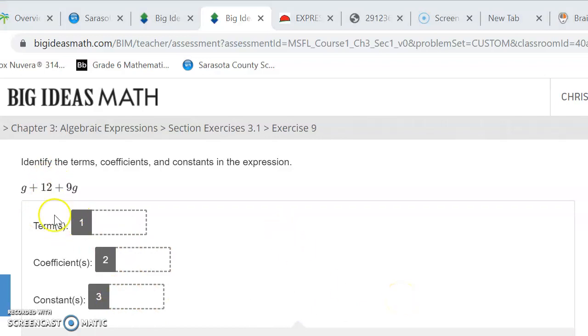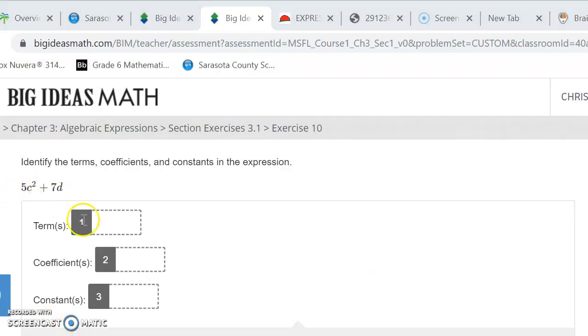So I'll do this one for you again. The terms are all of these: g, comma 12, comma 9g is our terms. Our coefficients are the numbers that are next to our variables. Our variable here is g, and the number next to it would be 9. And our constant would be the number by itself, which would be the 12. The coefficient here, though, right next to that little g is also going to be 1, because we have to pretend like there's a 1 here even though it's not listed. So it's going to be 1 and 9 for our coefficients.